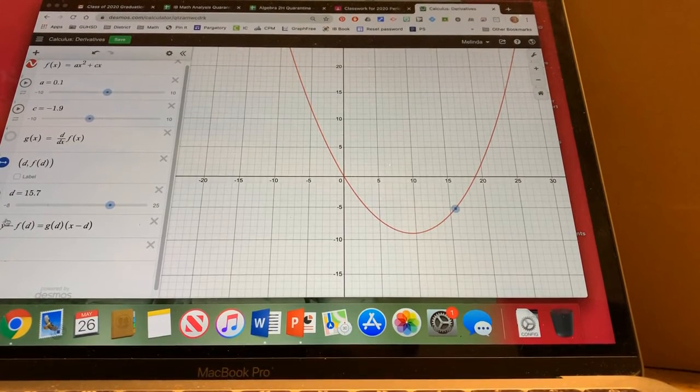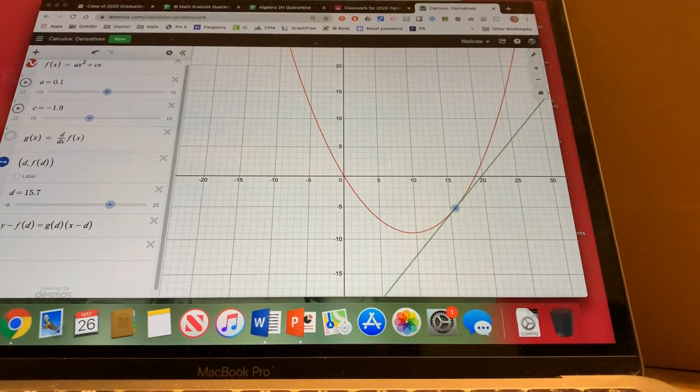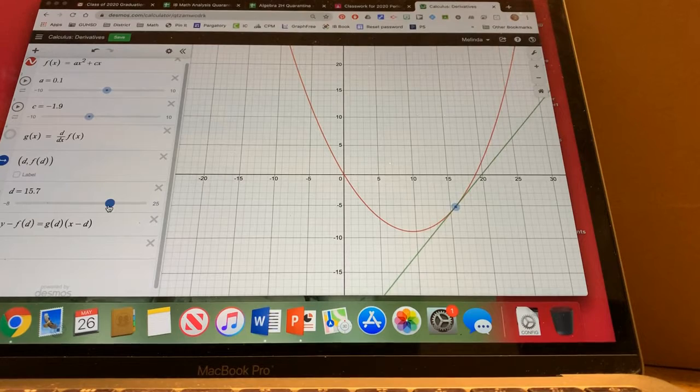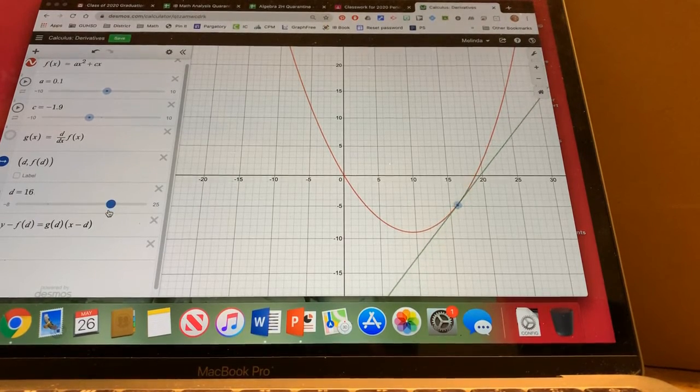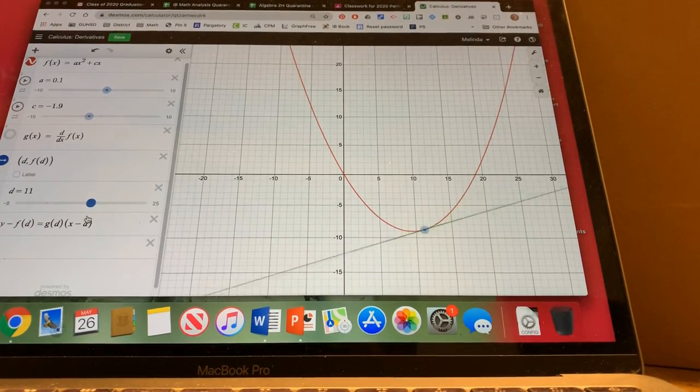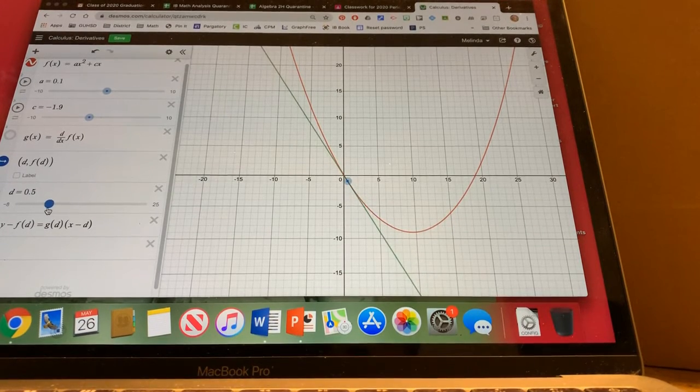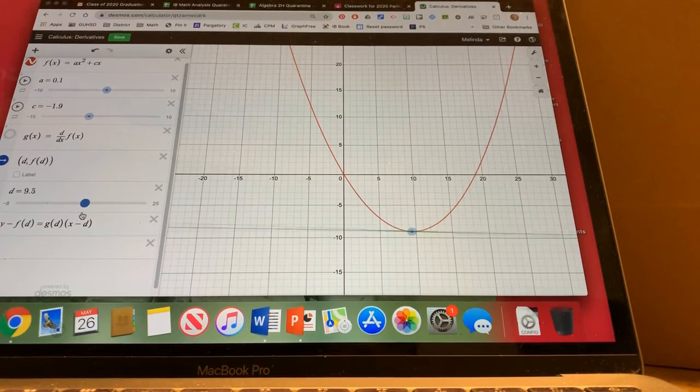Okay, now, if I click this, I will get the tangent line to that parabola. And as I slide the point, you can see that the tangent line changes, right? The tangent line varies, right? Sometimes, like over here, it has a negative slope, right? Right here where the slope is 0, right at the very, very bottom, right?